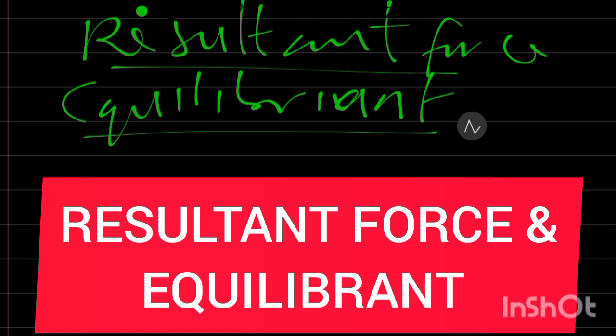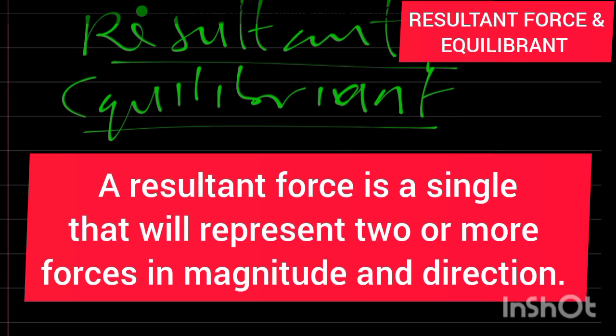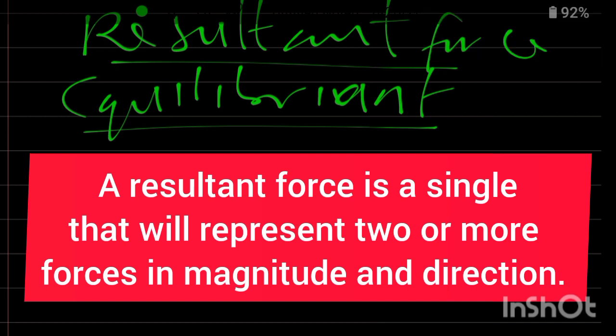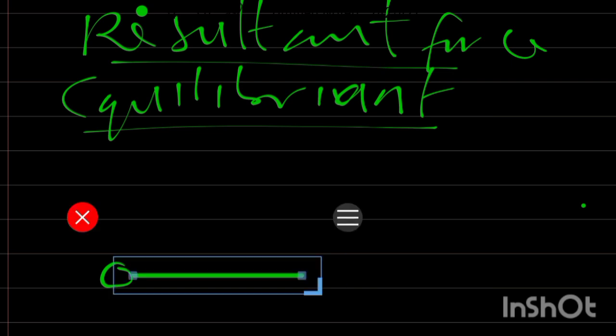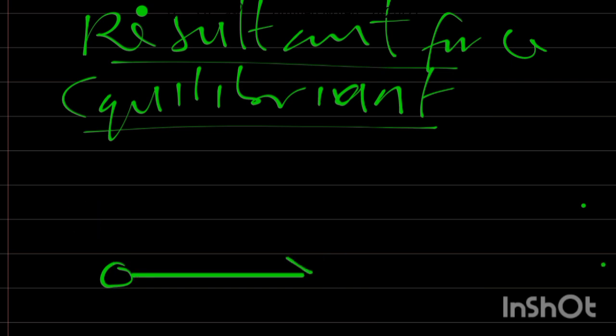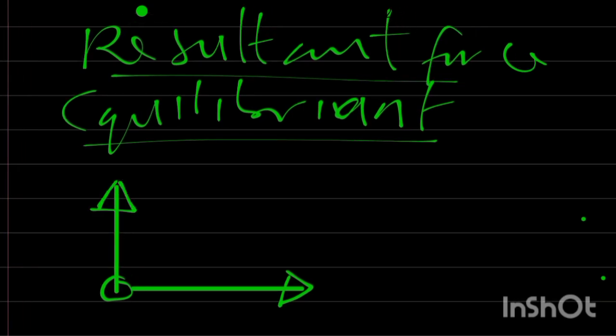What is a resultant force? Okay, a resultant force is that single force that can represent two or more forces in magnitude and direction. Take for instance, I have an object located at this particular point, and this object is acted upon by a force in this direction, and another force is acting on it in the vertical direction like this. We have a force trying to pull it in the horizontal direction, and we have another force that is trying to pull it in the vertical direction.